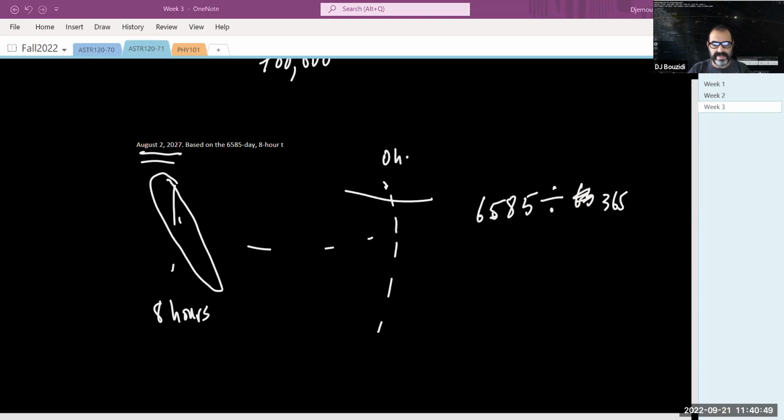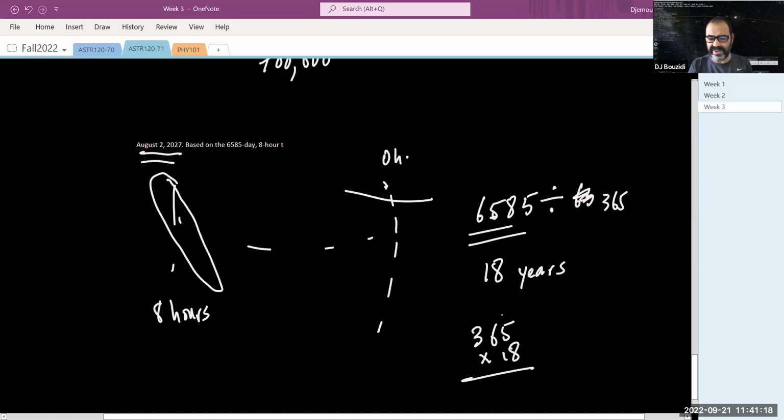And it's giving me 18 years and some change. I don't care about the change right now, we're going to find it. So what I want to do is know what that difference is. In this case, take 365 and multiply it by 18 years, because I know I need 6,585, and I just said that it's 18 years and some change. So I need to find that number of days, which is the change.